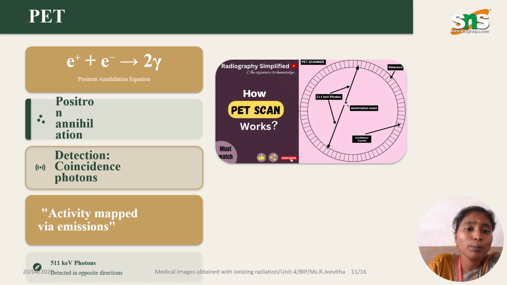The next one is positron emission tomography. The positron reacts with an electron. The positive electron combines with a negative electron and produces two gamma rays. These gamma ray photons have 511 keV energy, in opposite directions. The detector captures both simultaneously. This is called coincidence detection. So we can locate where the reaction happens. From this, PET maps activity inside the body.